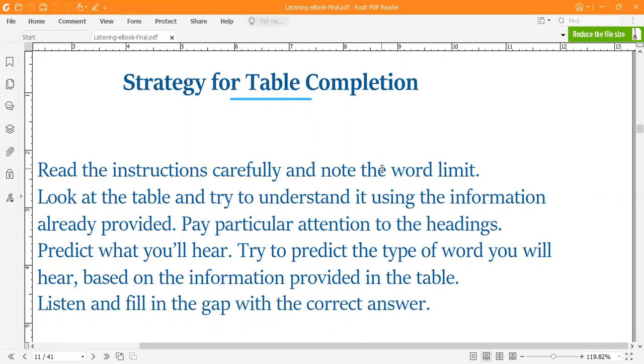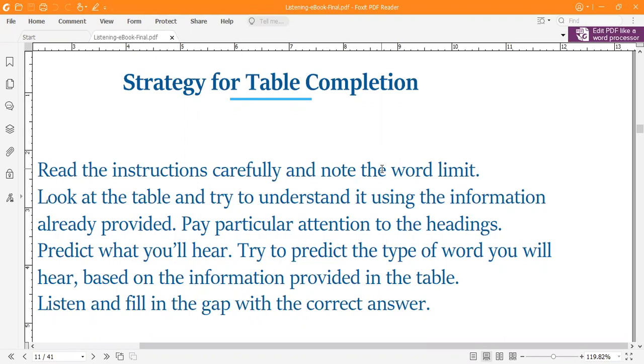So what is the strategy for table completion? Number 1, read the instructions carefully and note the word limit. First of all, read the instructions and try to read what you are being asked, and also notice the word limit. They are asking you to answer in 1, 2, 3 words. Look at the table and try to understand it using information already provided. They will give you some titles. You need to read and try to focus on that. Pay particular attention to the headings, al-anawin. Try to focus on them.